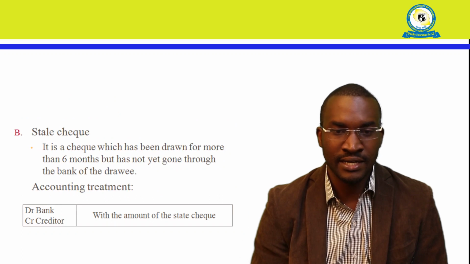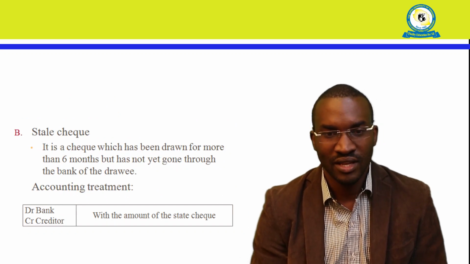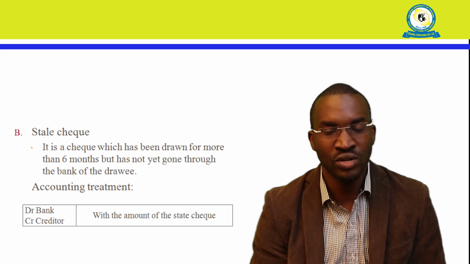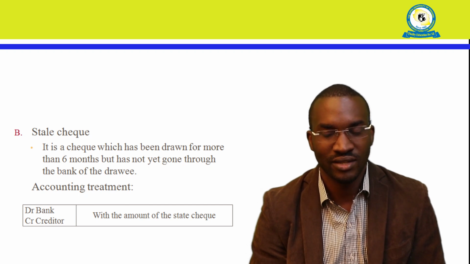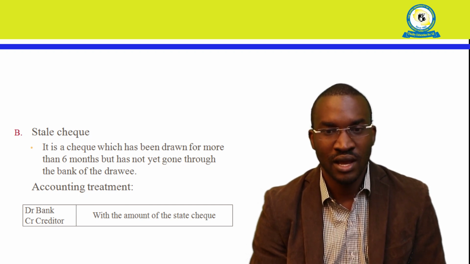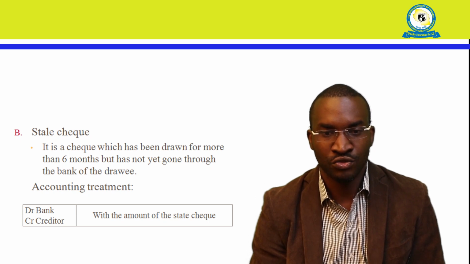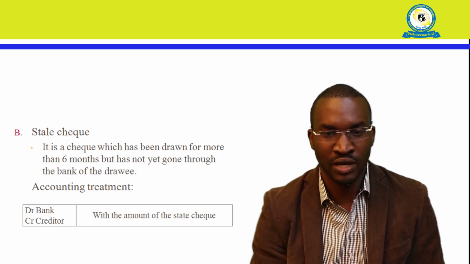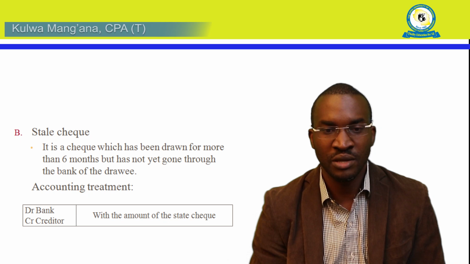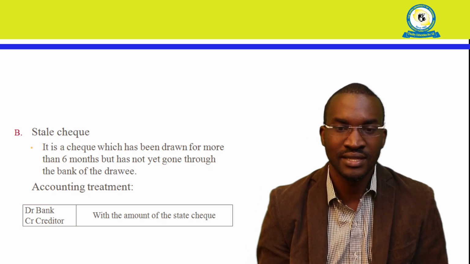Now we also have a stale check. What do we mean by a stale check? A stale check is a check which has been drawn for more than 6 months but has not yet gone through the bank of the drawee. Now you'll also have to make an adjustment here. You'll have to correct if you have recorded this check. The accounting treatment is you'll have to debit your bank account, and then you're also going to credit your creditor with the amount of the stale check.